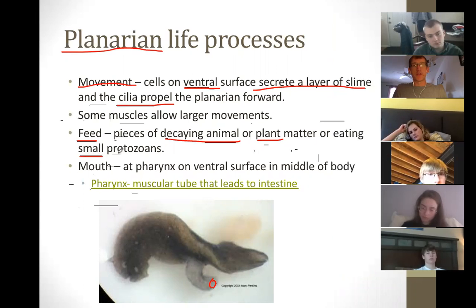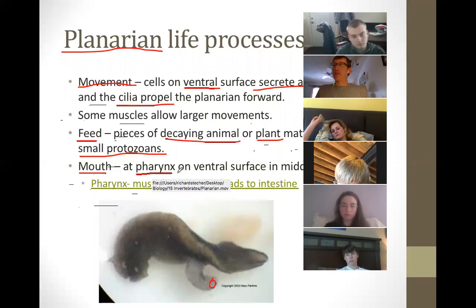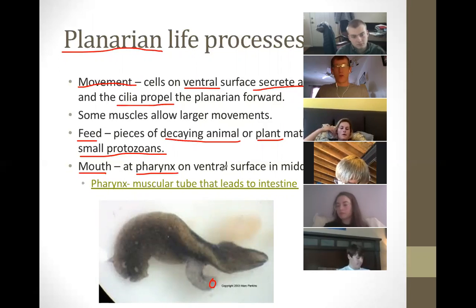If they bump into small protozoans, we're talking about like amoebas and those kinds of things, they'll absolutely eat those too. And so that's what they eat. How do they eat? They have a mouth with a very, very weird way to eat called a pharynx.